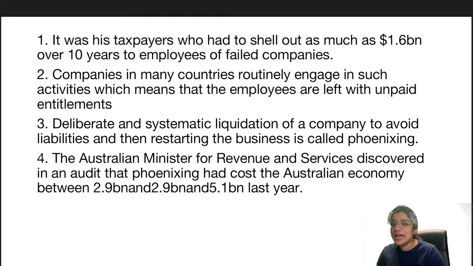First option says it was his taxpayers who had to shell out as much as $1.6 billion over 10 years to employees of failed companies. So first we introduced phoenixing in the third option. After that, the second option talks about how companies in many countries routinely engage in such activities. Then we also give an example of the Australian minister, and then we elaborated on the fourth option by giving information in the first option that it was taxpayers who had to shell out as much as $1.6 billion. The clear sequence has to be 3, 2, 4, 1. I hope this is clear to all of you. Yes? Is this clear to you guys?